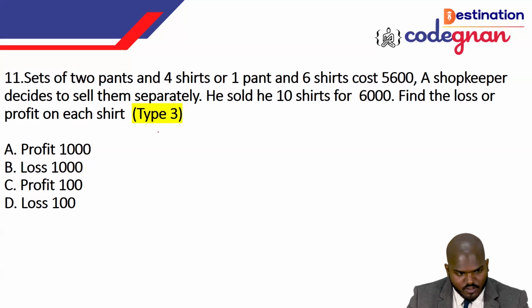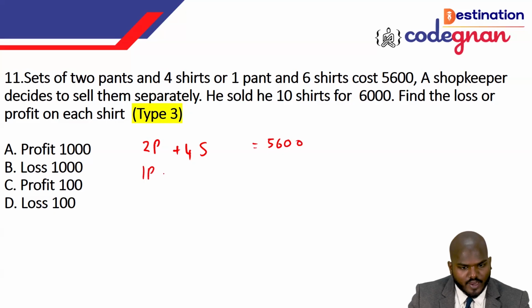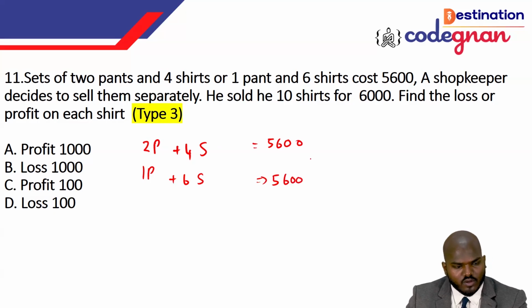Okay, they are saying that there is a set of 2 pants and 4 shirts. So 2 pants and 4 shirts, I can write like this. It costs around 5600 rupees, and 1 pant and 6 shirts similarly cost the same value, 5600. Okay, so the shopkeeper is deciding to sell in a different way. Now you want to find out the loss or profit on each shirt.